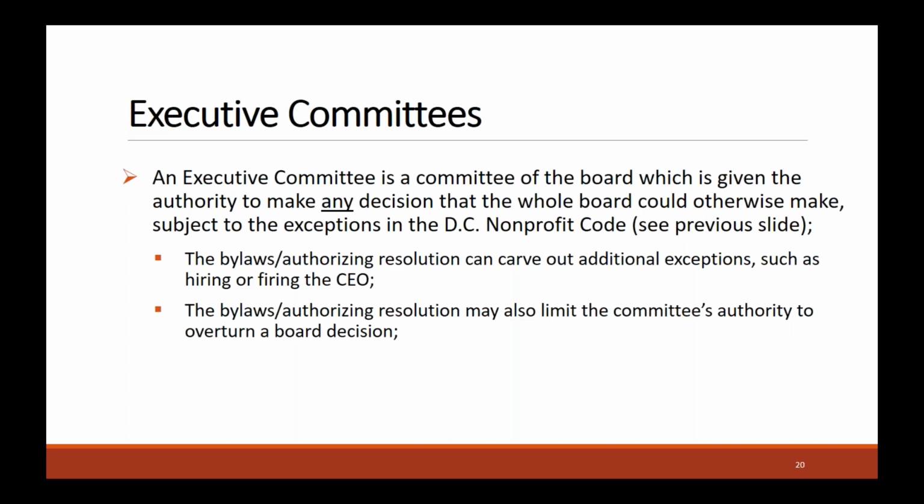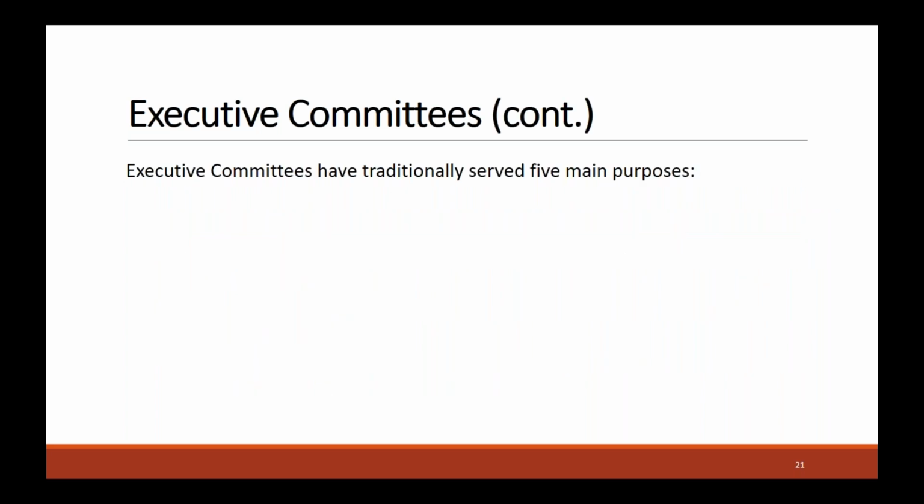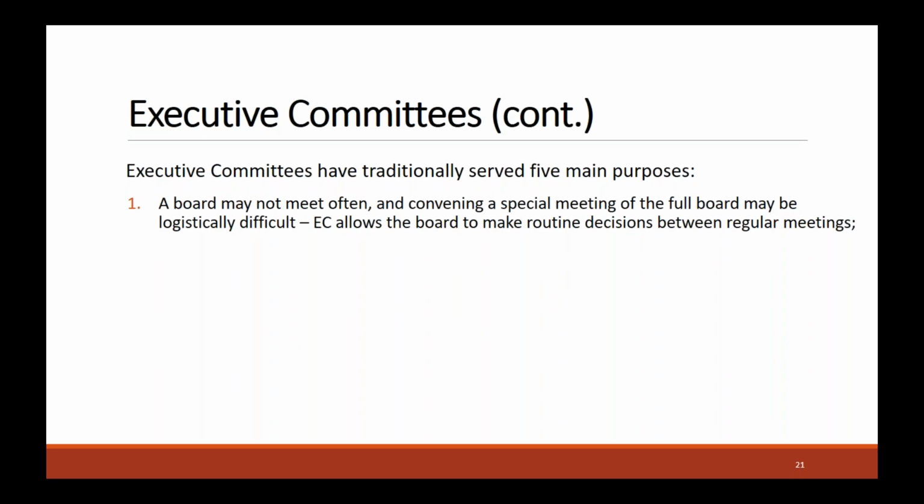The bylaws or the authorizing resolution can also limit the committee's authority to overturn a board decision, or they may require the board to ratify certain decisions made by the executive committee. So there are different strategies you can use to cabin the powers of the executive committee, which are otherwise quite broad. Executive committees have traditionally served 5 main purposes.